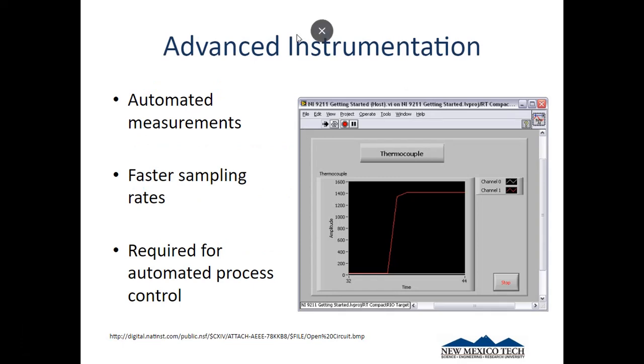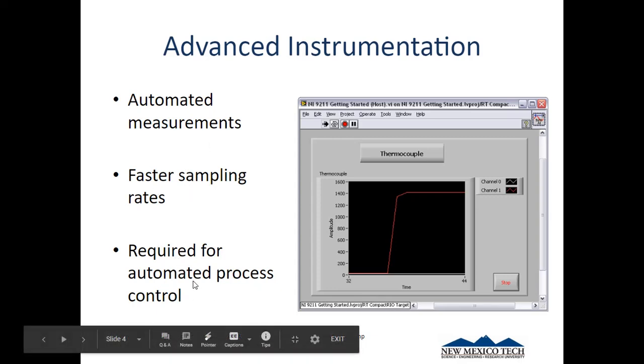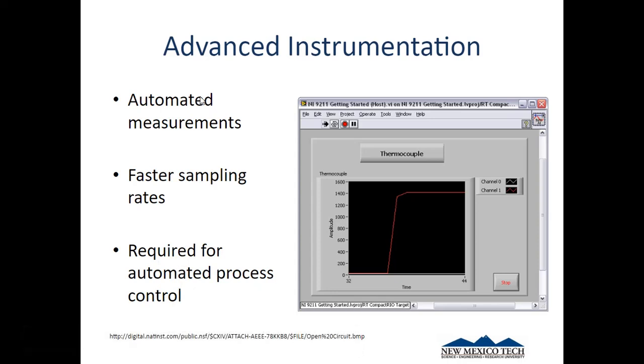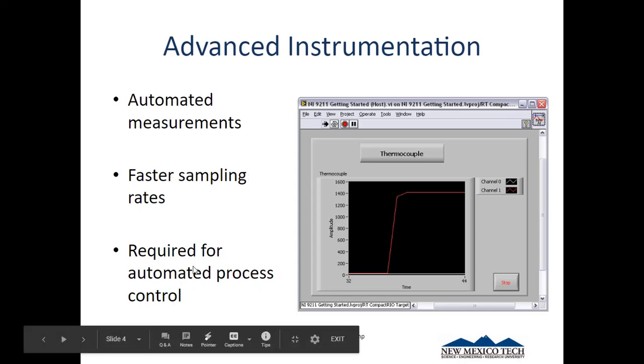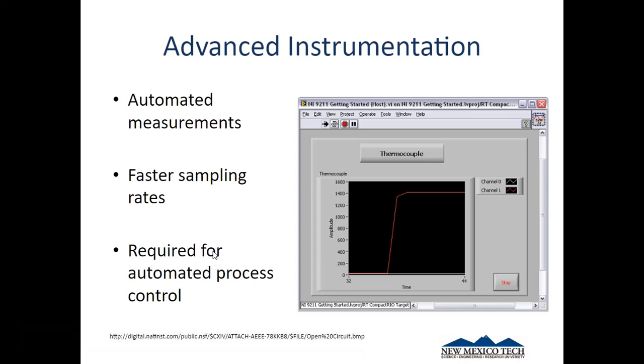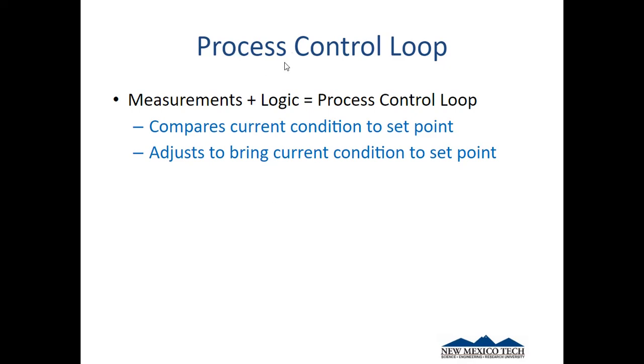Maybe with advanced instrumentation, we would have automated measurements, so some sort of computer taking these measurements. So we could do a lot faster sampling rates, and we absolutely have to have some sort of computer measurement to make process control decisions on the computer. So that's the direction we're headed with this. A process control loop is simply measurements plus some sort of logic we've applied. And that's basically our process control loop.